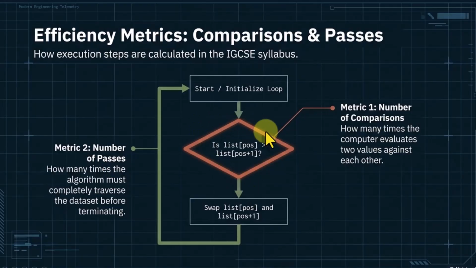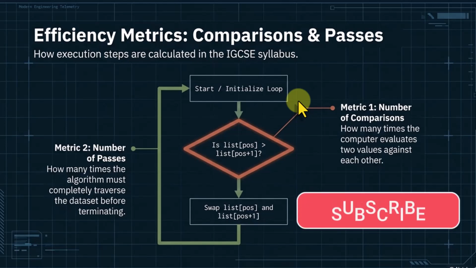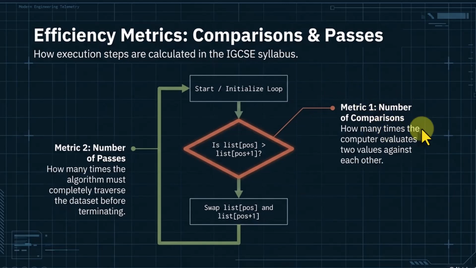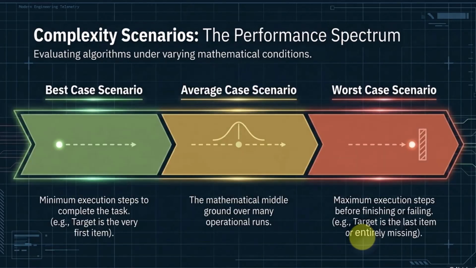Now, efficiency metrics. The things that we count, such as comparisons and passes, how many operations are done, or how many times a loop is repeated, can be used to calculate efficiency. The first metric is the number of comparisons: how many times the computer evaluates two values against each other, for example, in sorting. Metric number two is the number of passes: how many times the algorithm must completely traverse the data set before terminating. So there are some metrics to use when thinking about time efficiency.